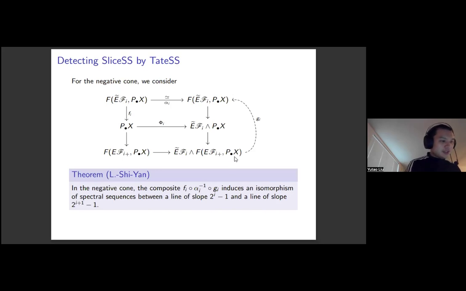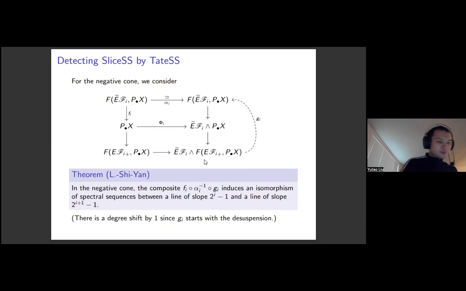So composing this map G_I, together with this equivalence, together with this F_I, the downward map, it will induce an isomorphism from the Tate spectral sequence to the slice spectral sequence on the negative cone, between the line of slope 2^I minus 1 and the line of slope 2^(I+1) minus 1. So here is one small degree shift, since when you apply this fiber sequence, you will apply a desuspension on the Tate first.